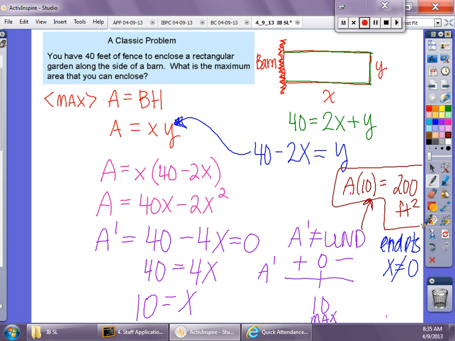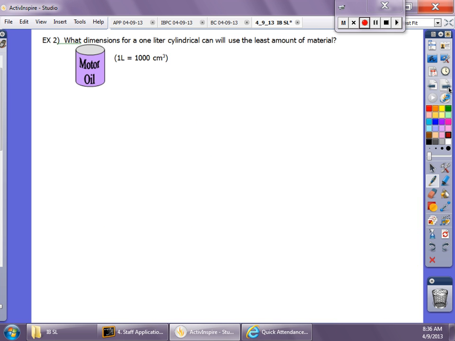The situations will change. The second one. What dimensions for a 1-liter cylindrical can will use the least amount of material? And I always give this one because a lot of people get confused on what that means, amount of material. So first thing is, what's my question?